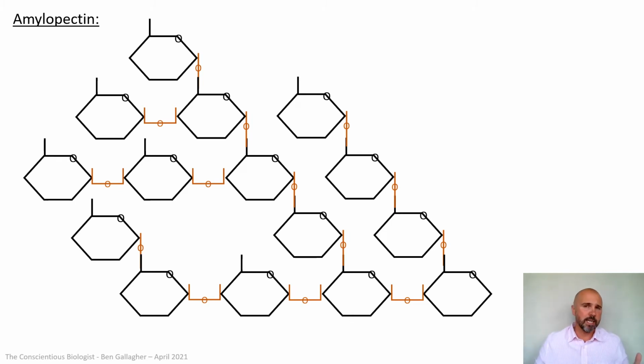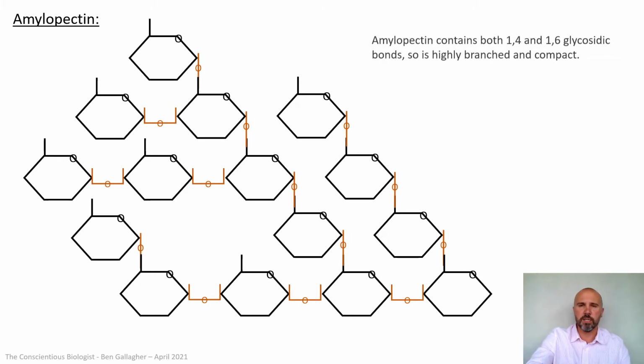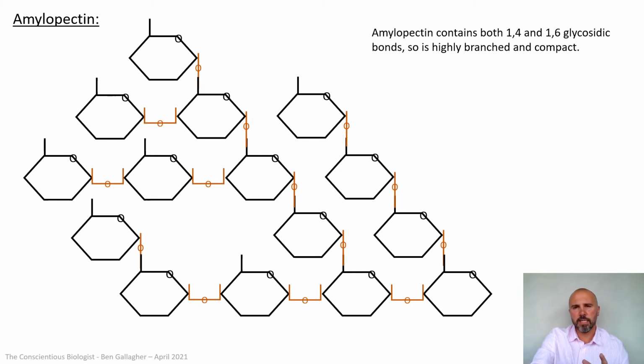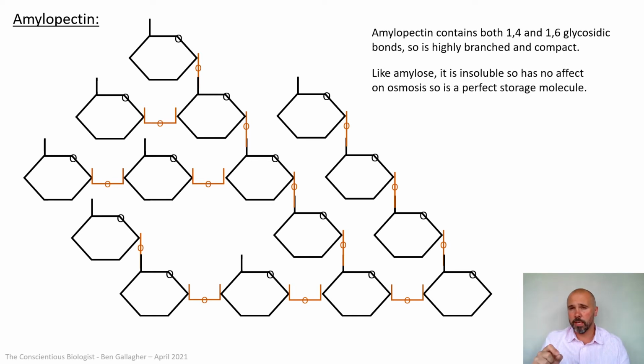Now for amylose and amylopectin, we're going to put a couple of key points up above me here. So amylopectin contains both 1,4 and 1,6 glycosidic bonds. So it's highly branched and very compact. Amylose, because it's longer and straighter, it's not as compact. Now, like amylose though, amylopectin is insoluble, so it has no effect on osmosis. So it's the perfect storage molecule, and amylose and amylopectin together form starch. Perfect way for plant cells to store their glucose.